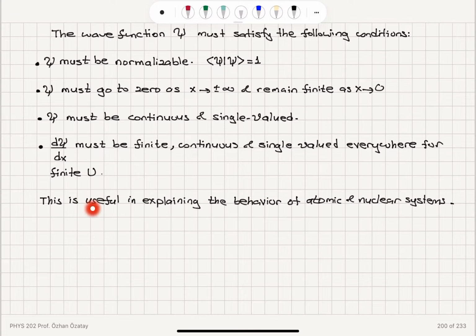And this is useful in explaining the behavior of atomic and nuclear systems. We can solve for the wave function of atomic and nuclear particles and look at the characteristic behavior of these systems based on this wave function. And we can calculate the probability distributions for the particles as a function of their position.